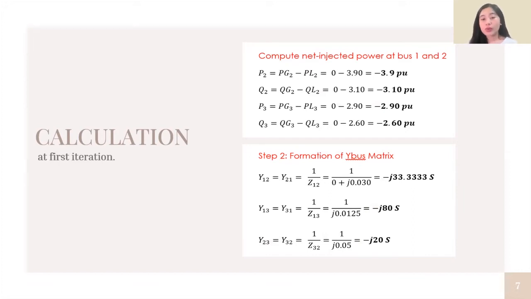Then now, yung Y13 and minus Y3 is equal to our Y31. So basically, ang reciprocal ng ating 1 over impedance ng line 13 is 1 over j 0.0125. So that's going to be equivalent to negative j80. Then y23 natin, or admittance ng line 23 and admittance ng 32 would be the reciprocal of our impedance ng line 32. So that's 1 over j 0.05. And it will be equivalent to negative j20.